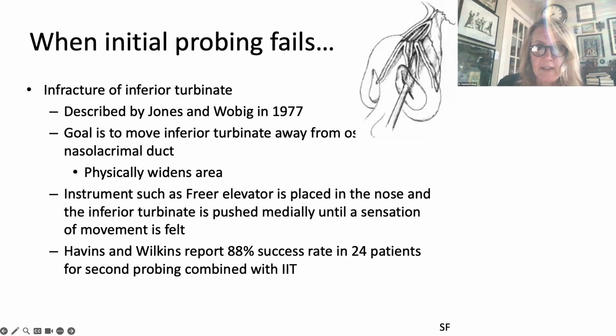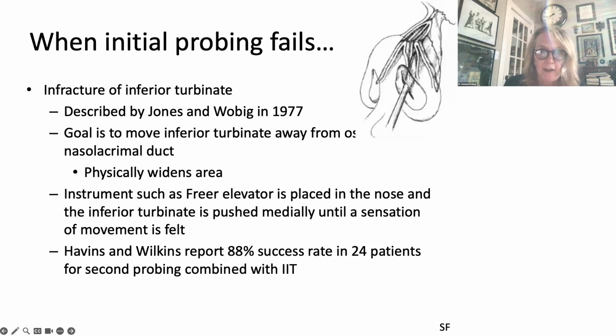Infracture of the inferior turbinate is another technique that we often use. It was described by Jones and Wobig in 1977. The goal is to simply move the inferior turbinate away from the ostium of the nasolacrimal duct. It just physically widens the area, and if you're probing and making a new opening, hopefully it will help that opening to expand, as Dr. Bothra showed with her Freer elevator in her video.